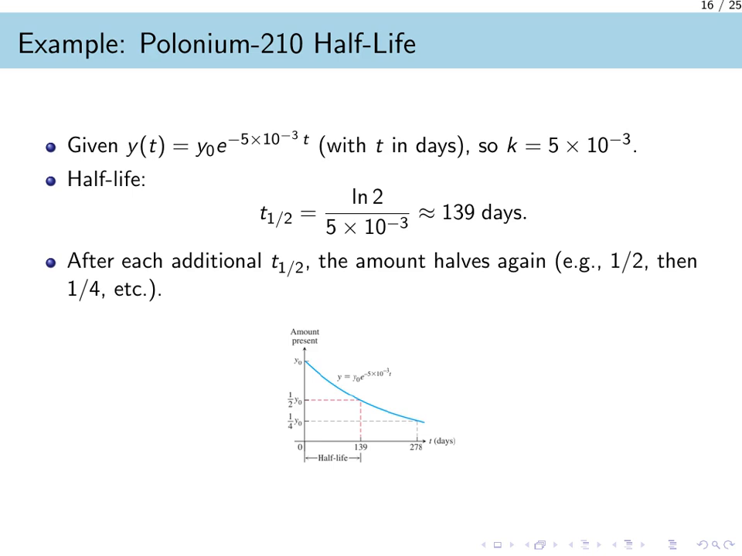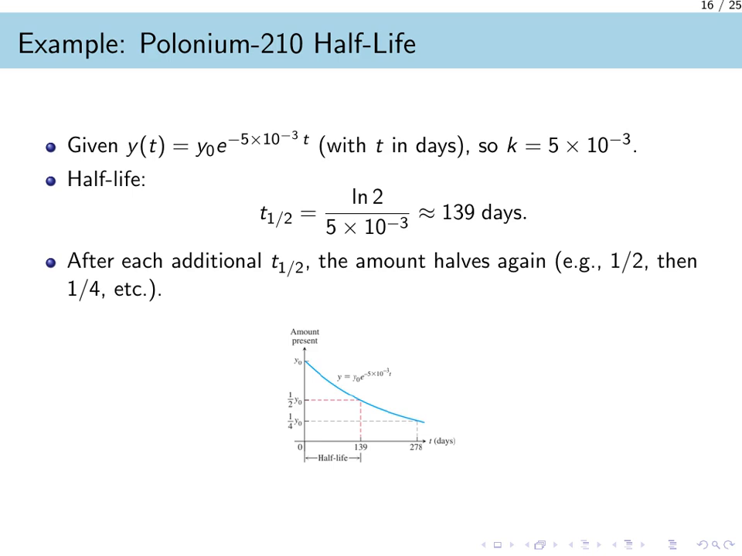We are given the decay equation for the element polonium-210, which tells us that its decay constant, k, is 5 times 10 to the power of negative 3. To find the half-life, we simply take the natural logarithm of 2 and divide it by this specific value of k. This calculation gives us a result of approximately 139 days.